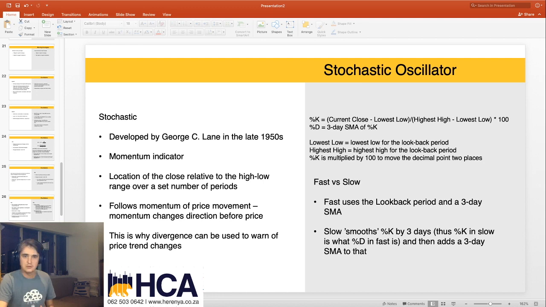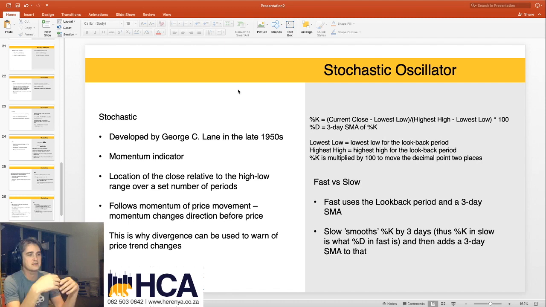In order to do that, we work out two things: percentage K and percentage D. Percentage K is basically this equation over here. We look at the current close minus the lowest low, divided by the highest high minus the lowest low, times 100, and that gives us percentage K. Then for percentage D, we need a signal line or a trigger line, whatever you want to call it. So we add percentage D, which is basically a 3-day simple moving average on K. That is a fast stochastic.